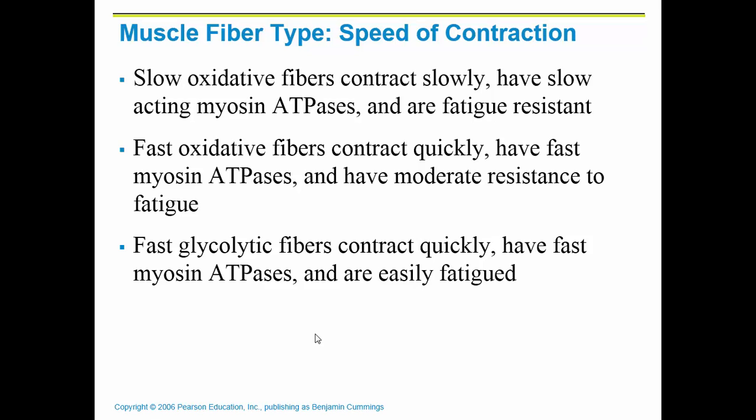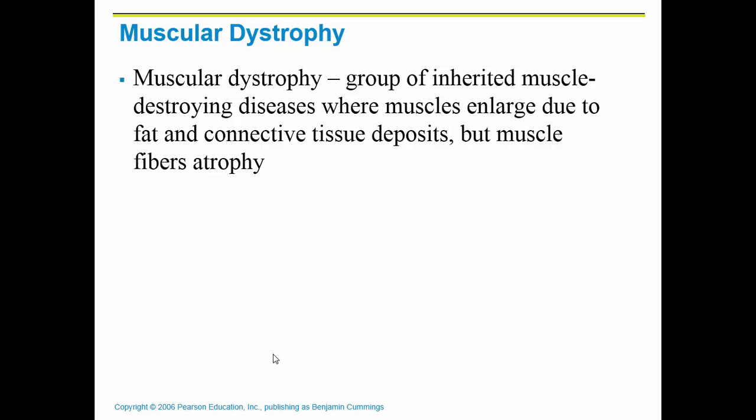Then you have fast oxidative fibers, which contract very quickly, and it says moderate resistance to fatigue. So these are going to fatigue much faster than those slow oxidative fibers. And then finally, fast glycolytic fibers contract quickly and have fast myosin ATPases, and they're going to be easily fatigued. And we're going to talk a little bit more about that and the coloration of those fibers.